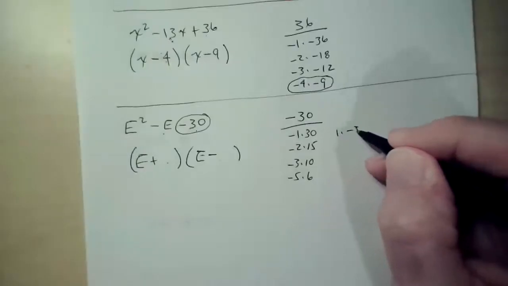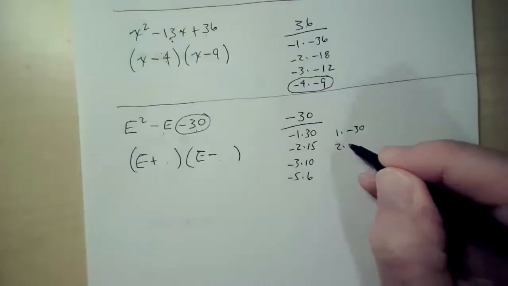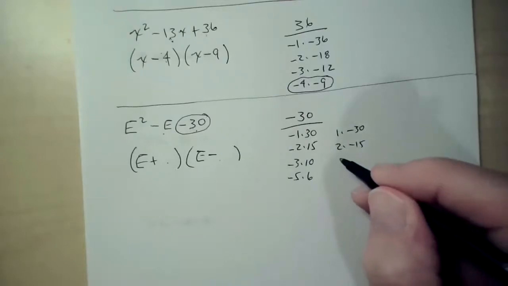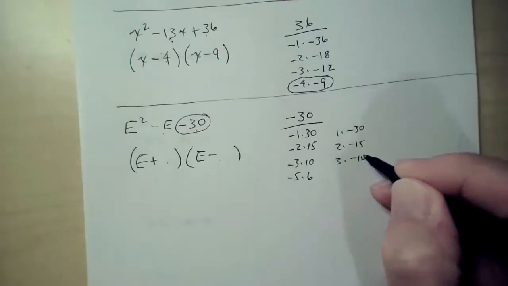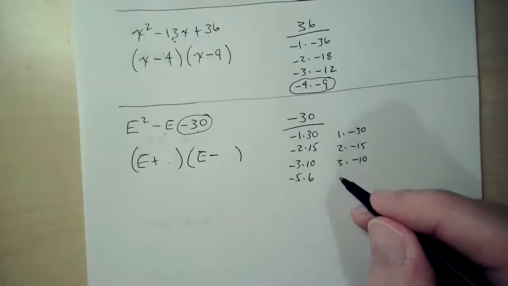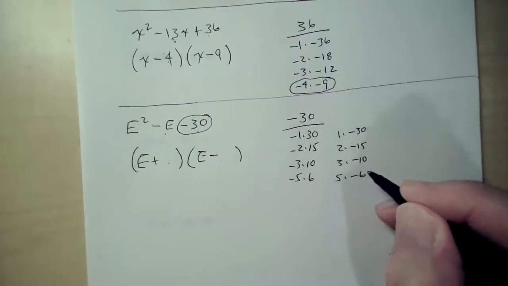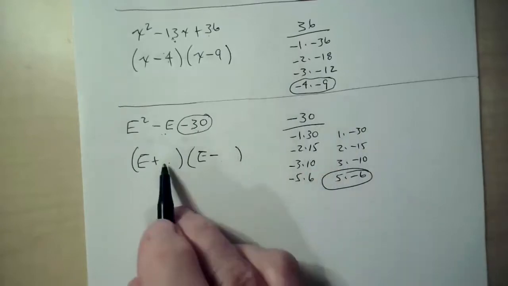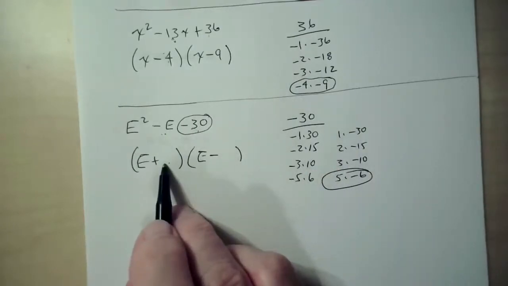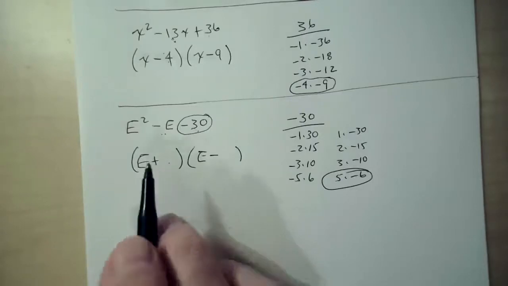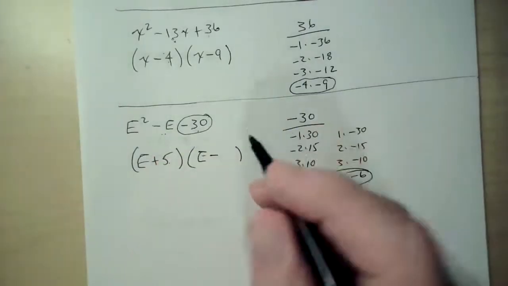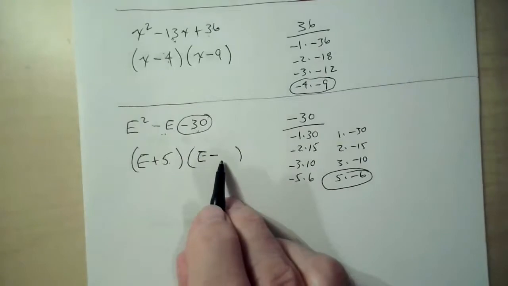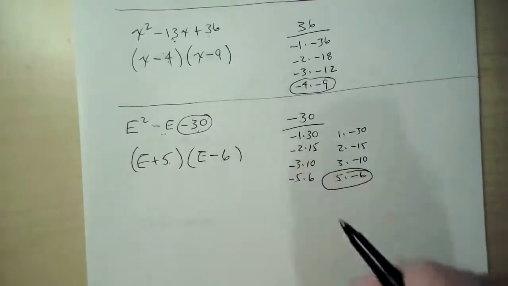Or we have 1 times negative 30, no. 2 times negative 15, no. 3 times negative 10, okay, we have the positive and the negative. And then 5 times negative 6. That will give us negative 1 here. So what goes on the positive side here, Mr. Islam? 5. Good. And on the negative side?